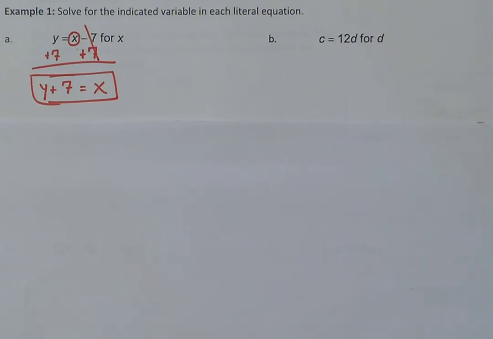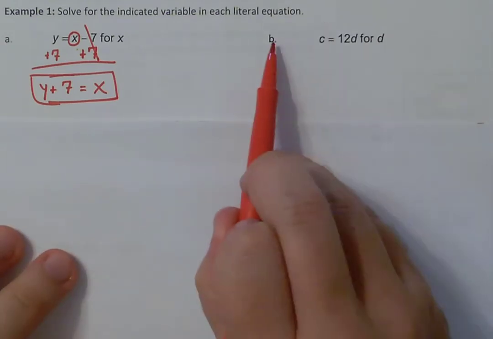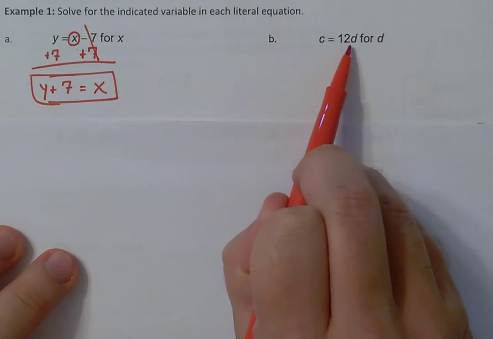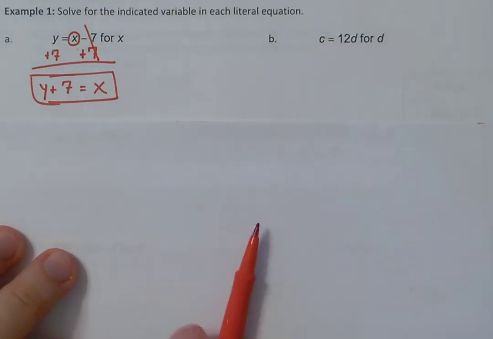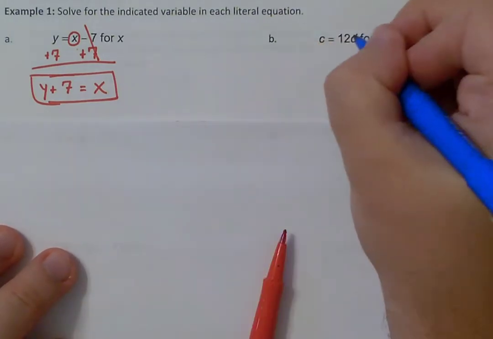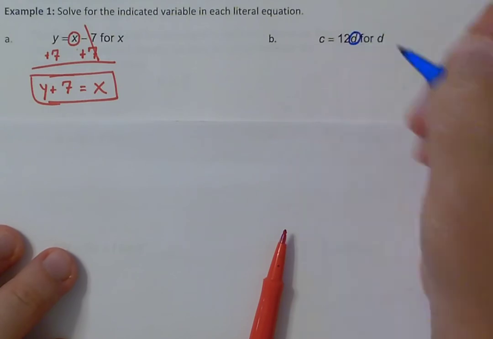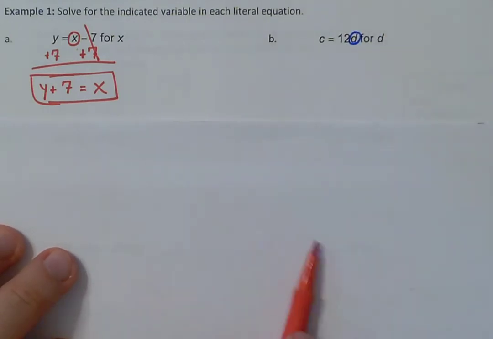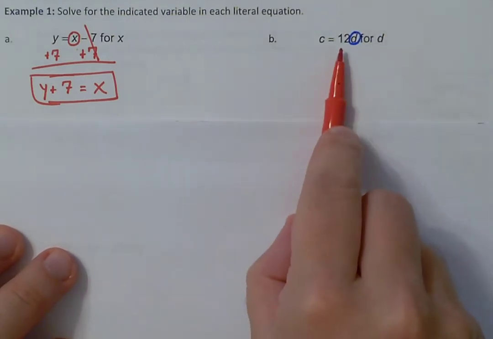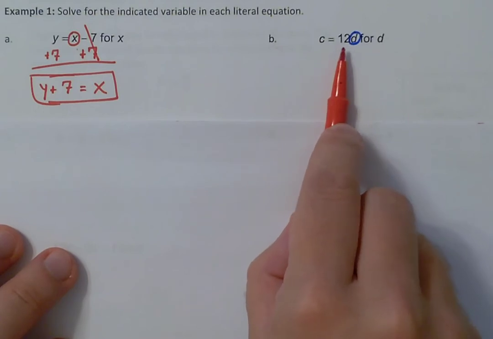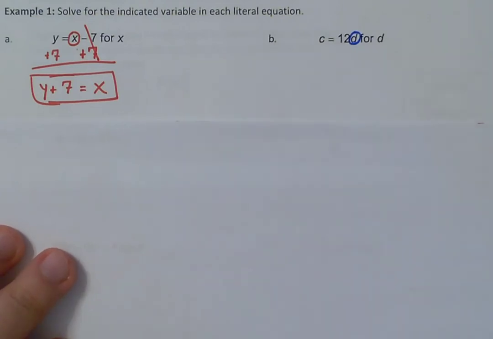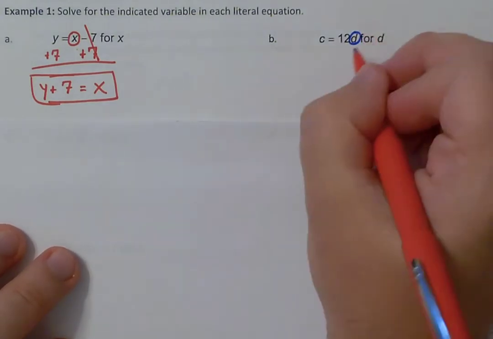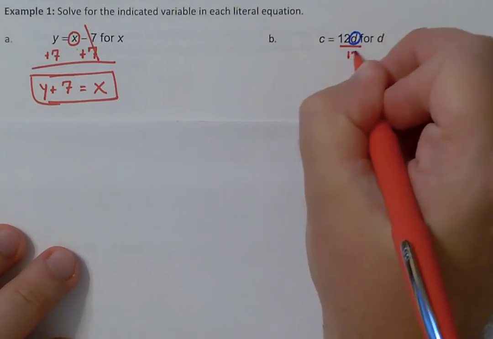All right, so let's take a look at B. For part B, we have C equals 12D, and they want me to solve for D. So D is what I'm trying to solve. If we have C equals 12D, that implies 12 times D. So D is being multiplied by 12. The opposite of multiplying by 12, the inverse, would be to divide both sides by 12.